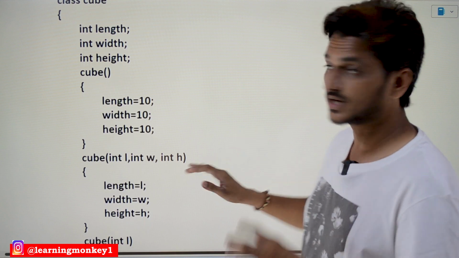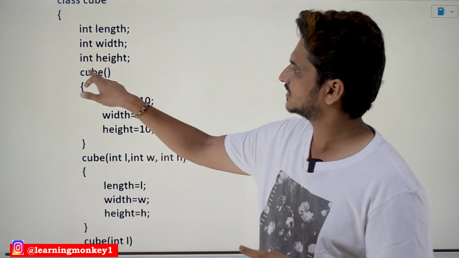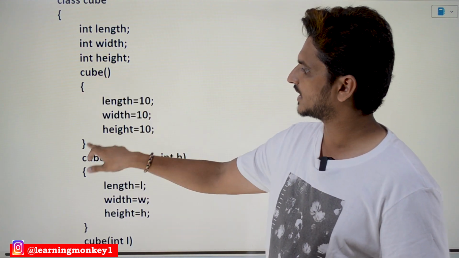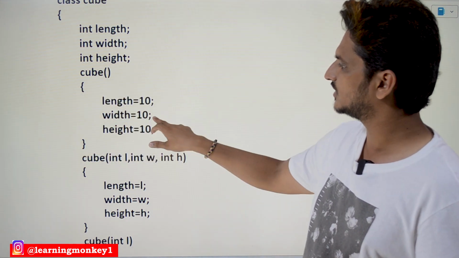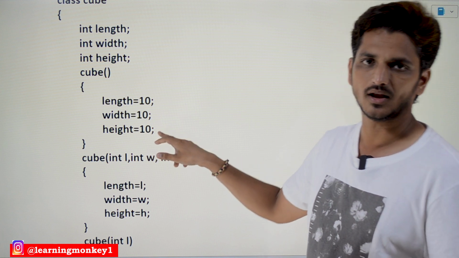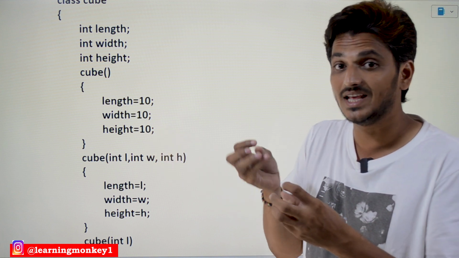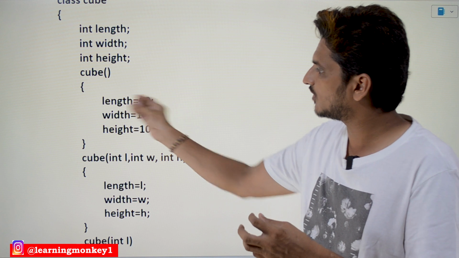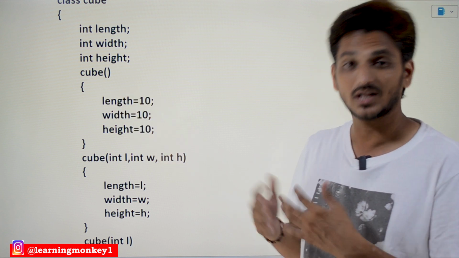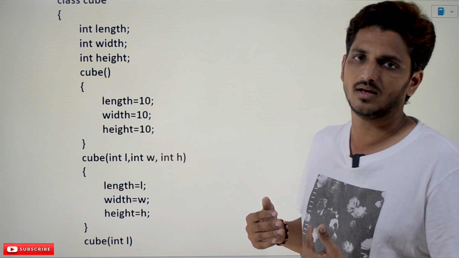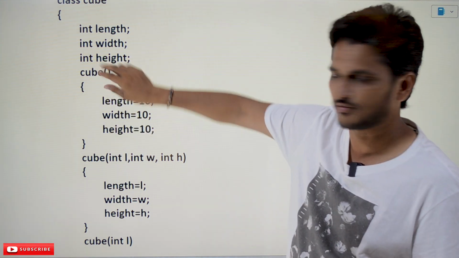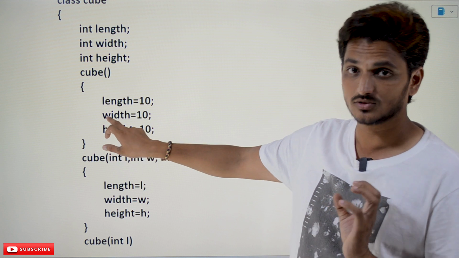In this we have written three constructors. Cube(), open brackets, close brackets. This is the first constructor. Here length is equal to 10, width is equal to 10, height is equal to 10. We are assigning default values to length, width and height. What are the default values? 10, 10, 10. Whenever you call this Cube constructor, the values we are going to assign are 10, 10, 10.